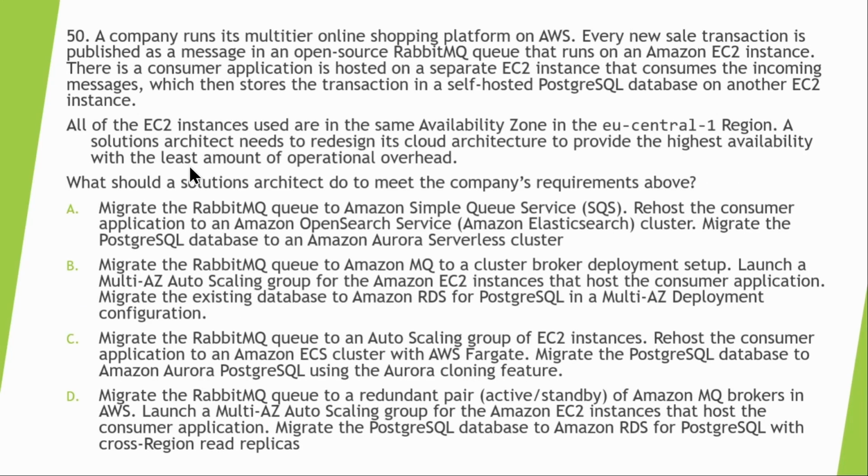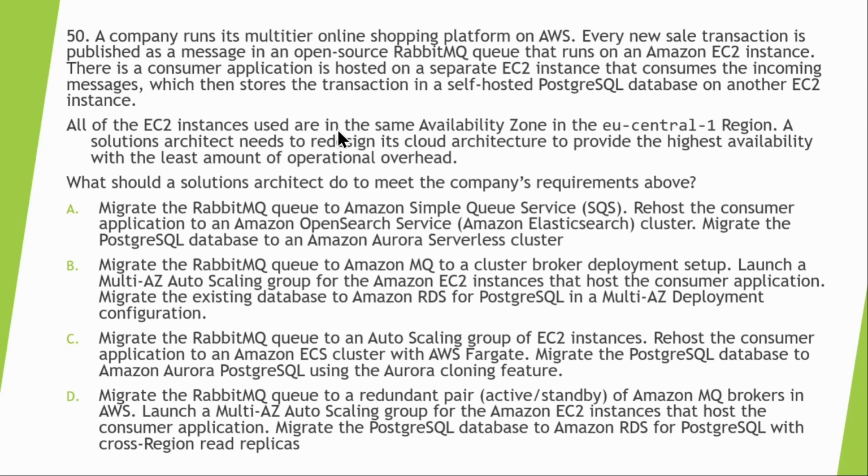Next question. A company runs its multi-tier online shopping platform on AWS. Every new sale transaction is published as a message in an open source RabbitMQ queue that runs on an EC2 instance. A consumer application is hosted on a separate EC2 instance that consumes the incoming messages, which then stores the transaction in a self-hosted PostgreSQL database on another EC2 instance.